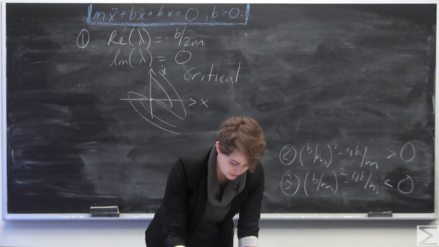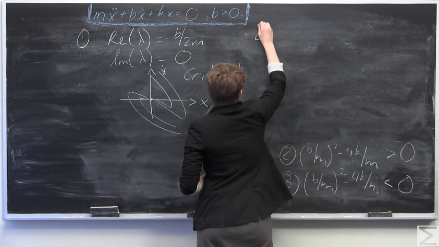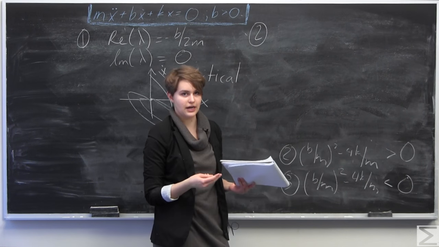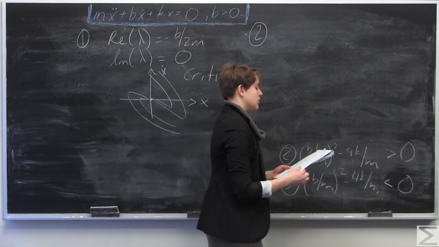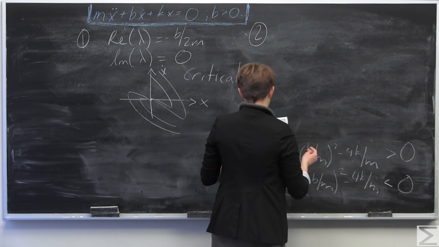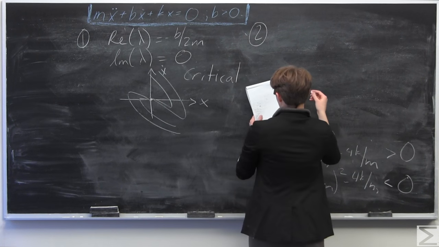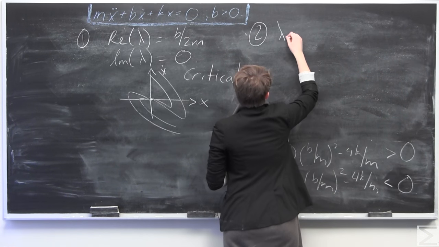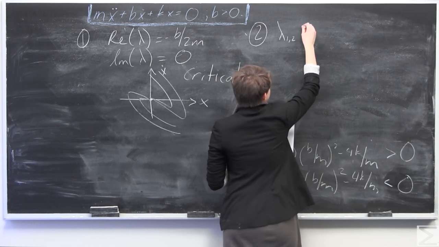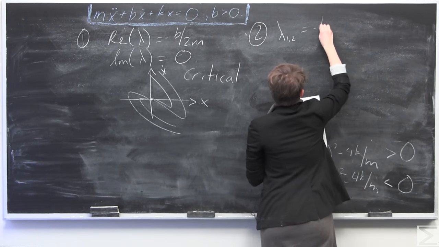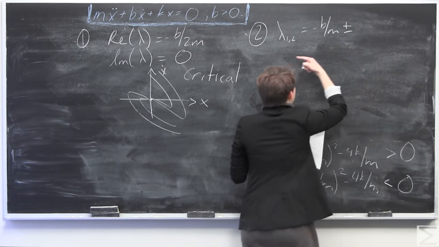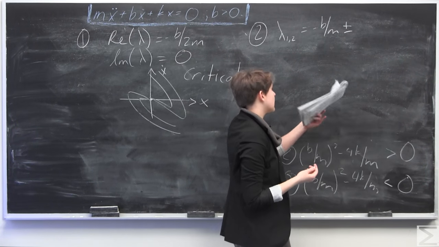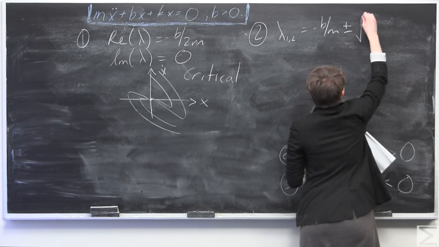But for the real part of the eigenvalue, there will be two eigenvalues because we have plus or minus the square root of this. So there are two distinct eigenvalues, each with algebraic multiplicity of 1. So it's not defective. The eigenvalues are not defective. So we are going to have two eigenvalues. I'll just put lambda 1, 2 is equal to negative b over m plus or minus. It doesn't really matter which direction you do it in, but you could say lambda 1 equals plus, lambda 2 equals minus. That's how you get two distinct eigenvalues here.